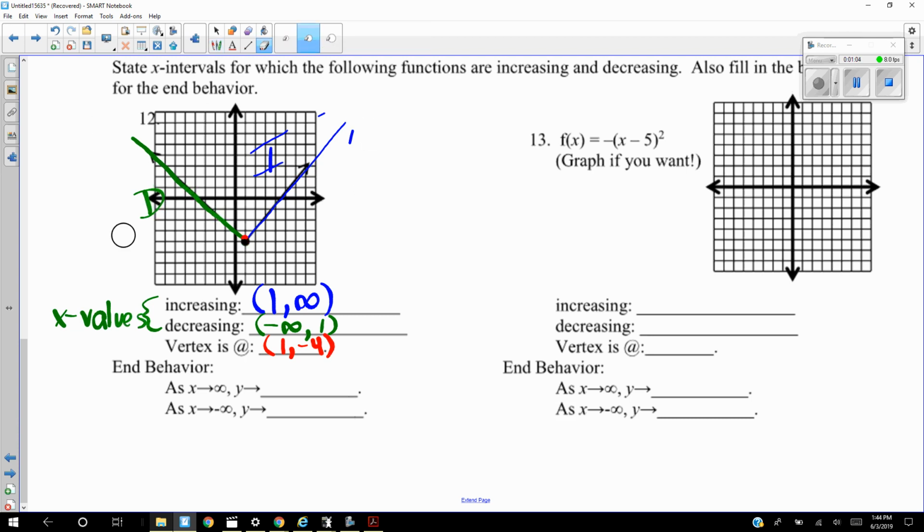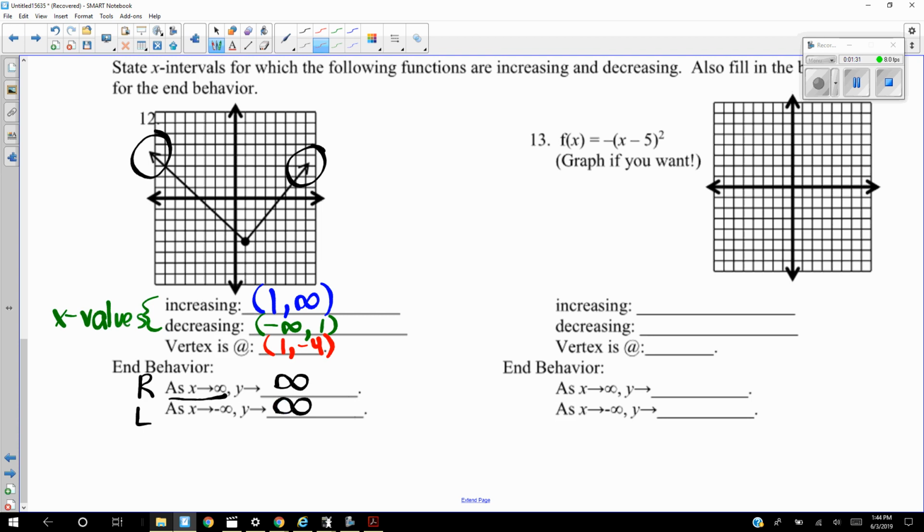In end behavior, we've got two ends to this graph, so we've got both. This is the right end because x is approaching positive infinity. It's getting bigger. So we look at the right arrow. Is it going up or down? It's going up. So that means y is approaching positive infinity. The left end, the left arrow, is also going up.